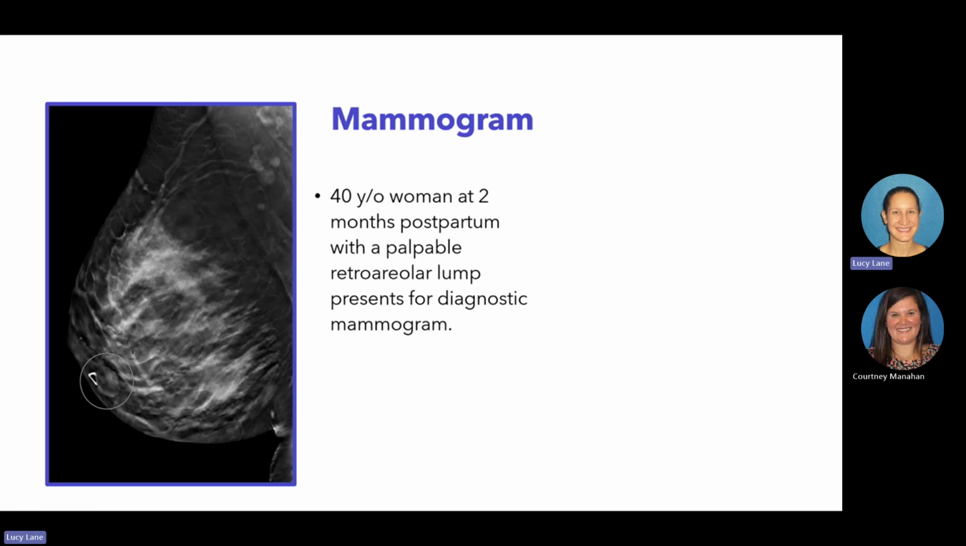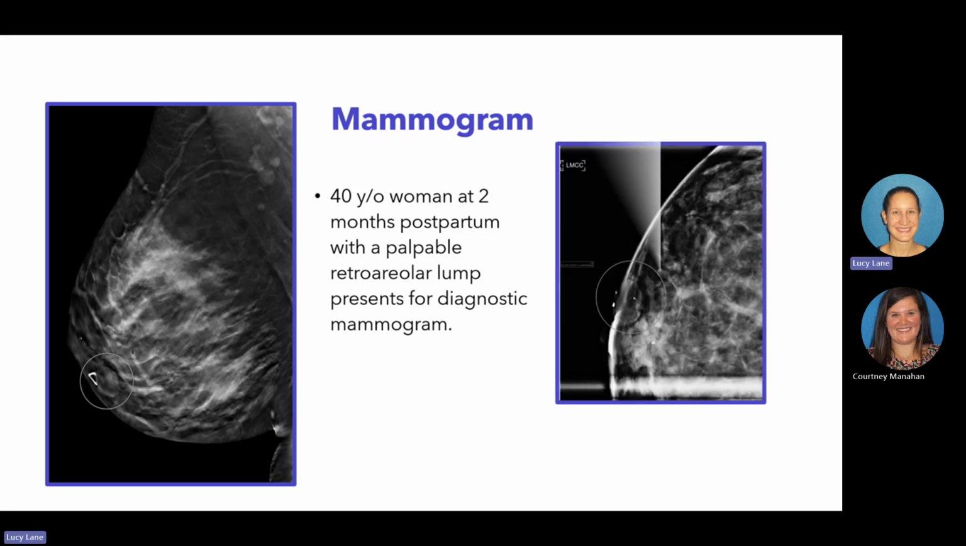So this is a mammogram in a 40-year-old woman, 2 months postpartum, with a palpable retroareolar lump, and she presents for diagnostic mammogram. So you can see that triangle is what we call a marker. We put that on the skin, and the circle is around the mass that we see there. And this, we can see it a little bit better on our magnification.